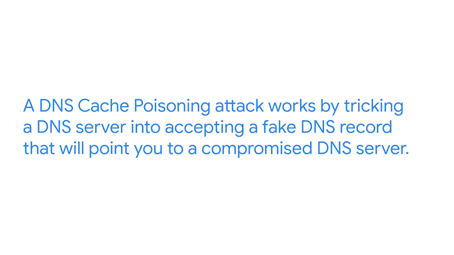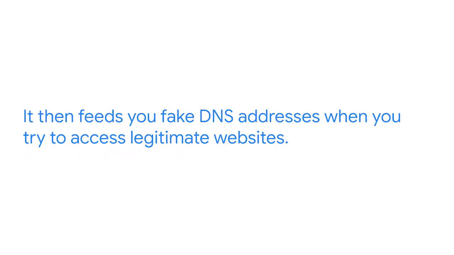A network attack that is simple in concept but can cause a lot of damage is a DNS cache poisoning attack. A DNS cache poisoning attack works by tricking a DNS server into accepting a fake DNS record that will point you to a compromised DNS server. It then feeds you fake DNS addresses when you try to access legitimate websites. Not only that, DNS cache poisoning can spread to other networks too.